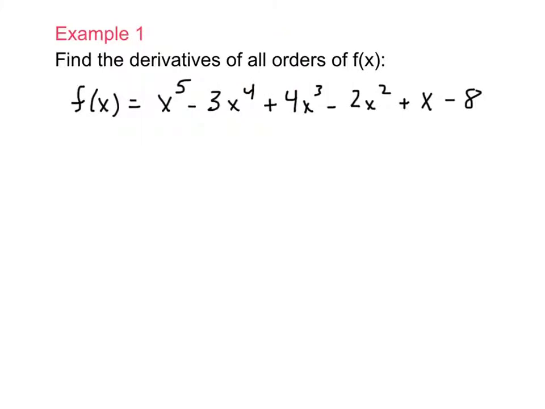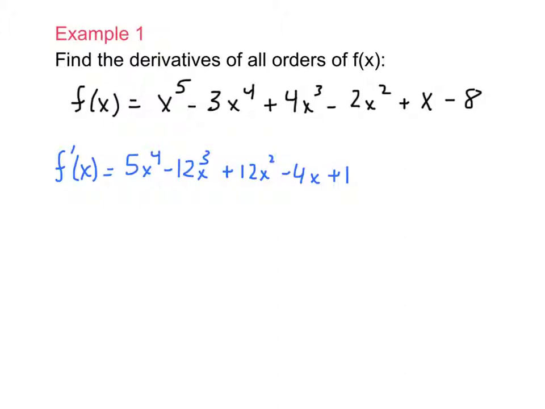So let's get down to business and work on some derivatives. In example 1 here, I'm going to find all of the derivatives. Find the derivatives of all orders of f of x. I'll start with the first derivative, f prime of x. We're going to use the power rule, and we get 5x to the fourth minus 12x cubed plus 12x squared. Minus 4x plus 1. The derivative of a is 0.